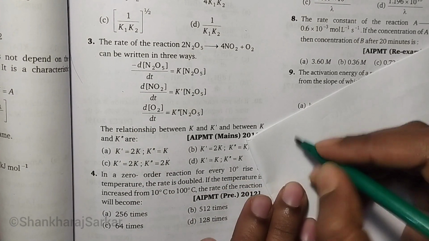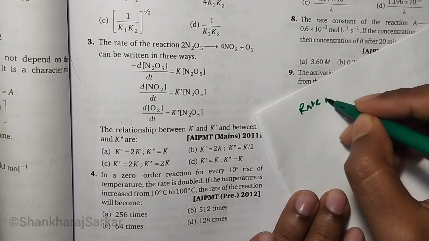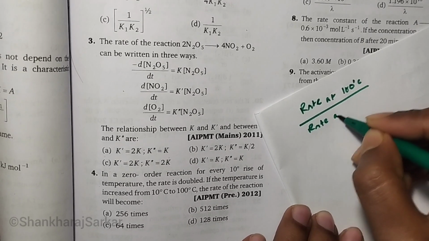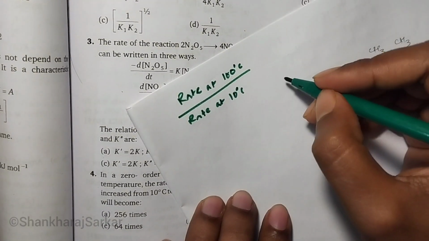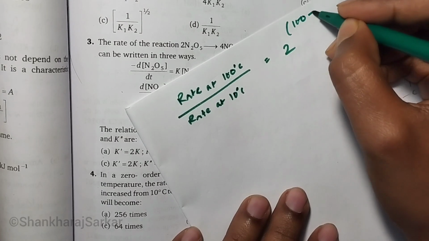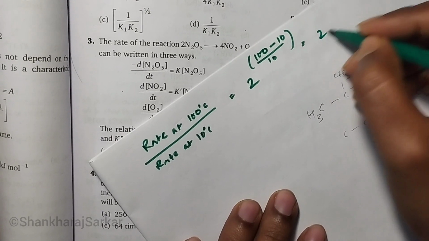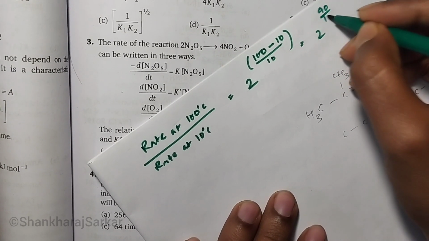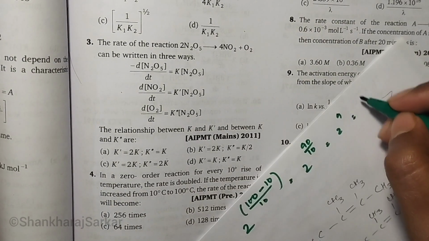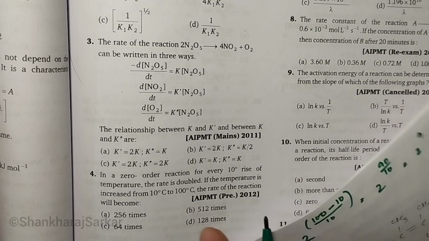So we have a formula: rate at 100 degrees Celsius divided by rate at 10 degrees Celsius is equal to 2 to the power (100 minus 10) divided by the initial temperature, that is 10. So you can write this way, 2 to the power 90 by 10, that is 2 to the power 9. 2 to the power 9 is 512. So this is how it is solved. So option B is correct.